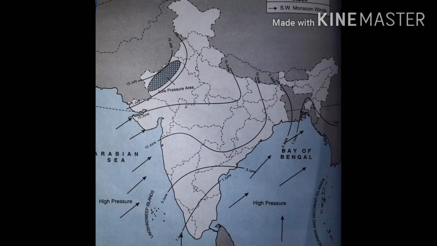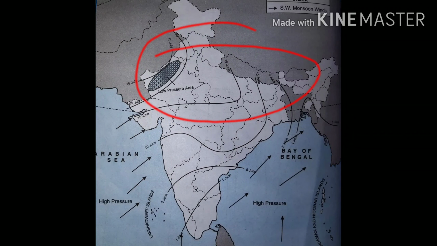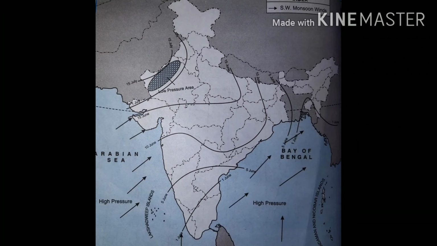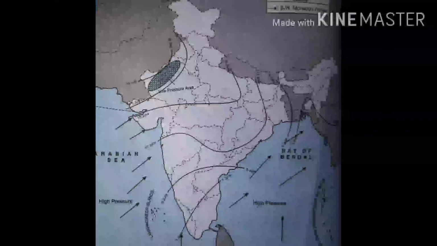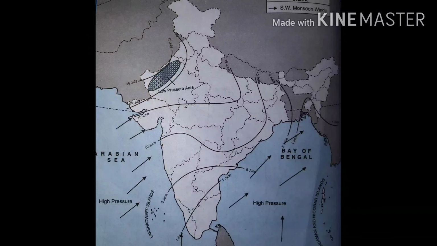Means in the month of June, when India is facing severe heat, at the same time the southern hemisphere is very cold, and therefore a low pressure area is developed in the North Indian region, and a high pressure region is present in the southern hemisphere. Therefore winds flow from the high pressure region to the low pressure region, and in this direction, they have to be shown.